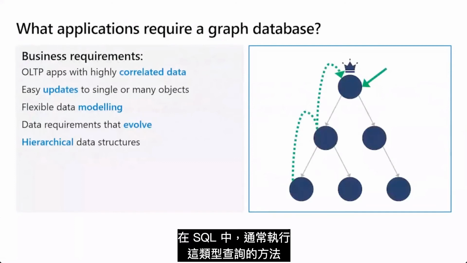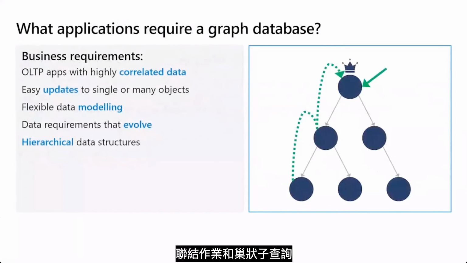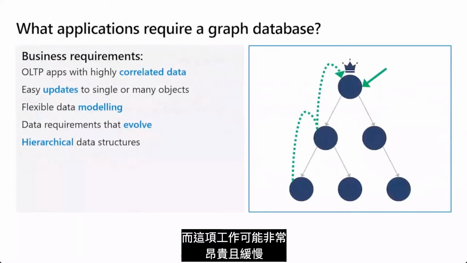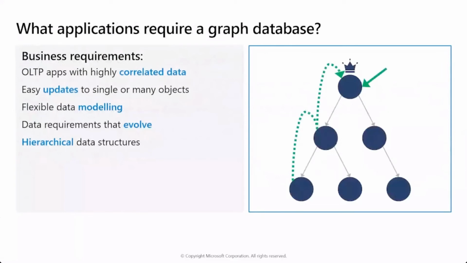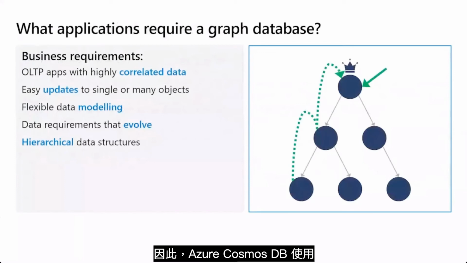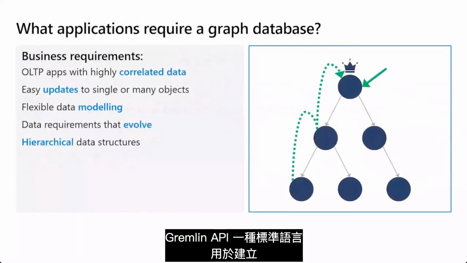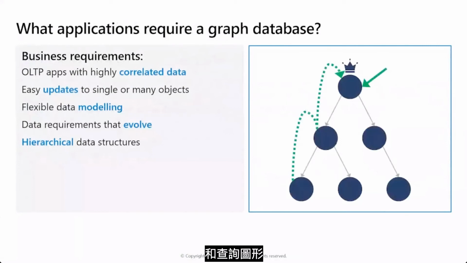In SQL, to do these kinds of queries, you might have to do a lot of recursive joins and nested subqueries, which can become very, very expensive and slow. Azure Cosmos DB supports graph databases through the Gremlin API. The Gremlin API is a standard language for creating and querying graphs.